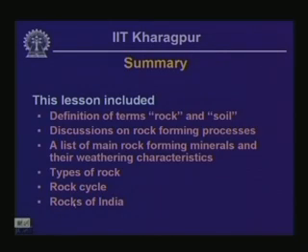Okay. To summarize the lesson then, what we learnt in this lesson include the definitions of general terms like rock and soil. We had discussions on rock forming processes. We also looked at a list of main rock forming minerals and examined their weathering characteristics or susceptibility to weathering. Then we looked at different types of rocks: volcanic, metamorphic and sedimentary. We looked at the rock cycle and at rocks that are found in different parts of our country.